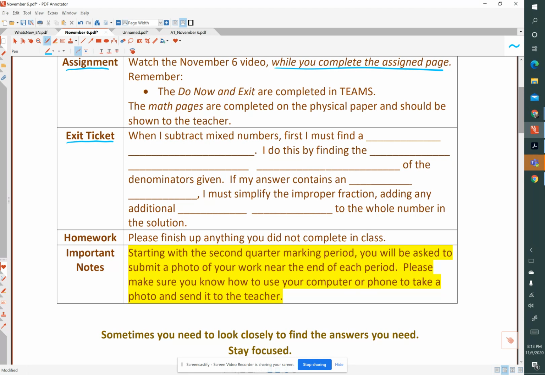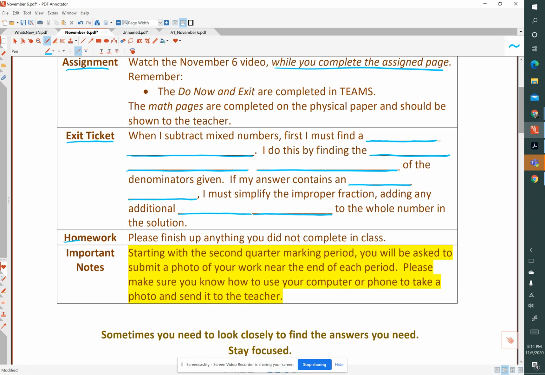When I subtract mixed numbers, first I must find two words. You should be saying this in your sleep. I do this by finding the three words. The blank, blank, blank of the denominators given. If my answer contains a blank, blank, two words, I must simplify the improper fraction, adding an additional blank, blank to the whole number in the solution.